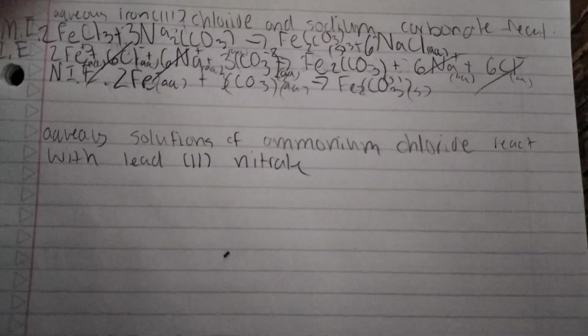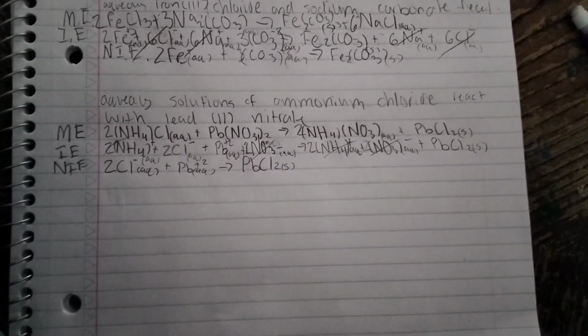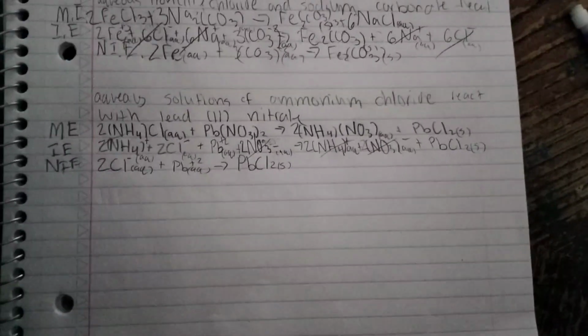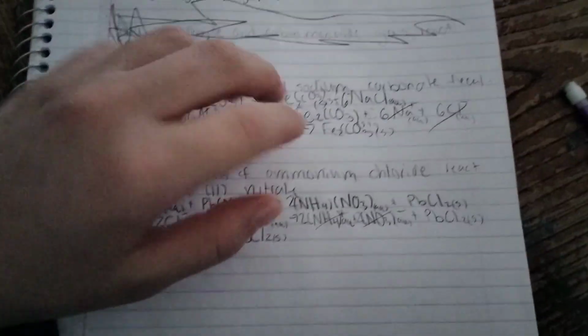I'm going to make an equation for you to do on your own. Aqueous solutions of ammonium chloride react with lead nitrate. You're getting your answer in 5, 4, 3, 2, 1. Here's the answer. There's ammonium chloride plus lead nitrate to make ammonium nitrate and lead chloride. And then there's our ionic and net ionic equations. I just put the cross when I was canceling them out to do the net ionic equation. There it is. We're going to do one more problem just for you.